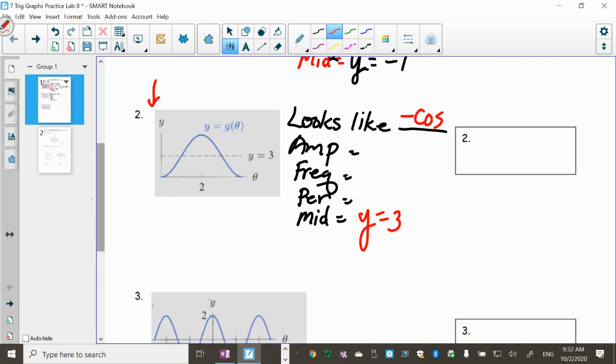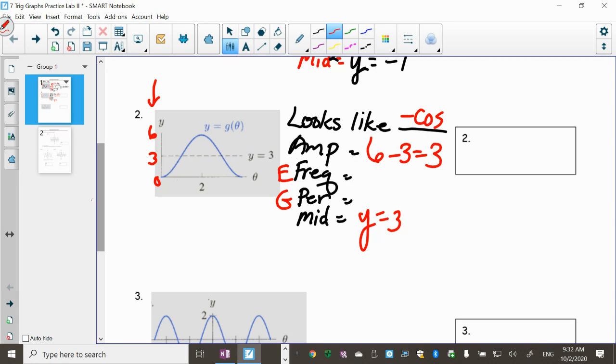So the amplitude, if the midline is 3, and this is the middle, so this is 0, this is 3, what do you think the high is going to be? 6, right? So I'm going to say high minus my midline, so my amplitude must be 3. Okay, so label everything. It's a graph, so I'm going to do my period first, then this is my equation.